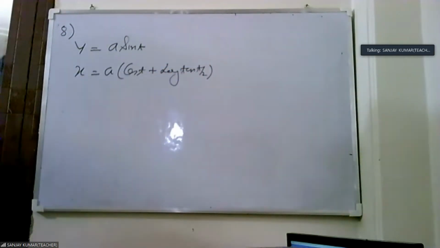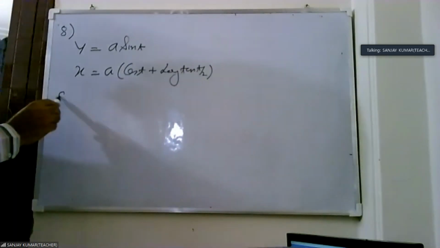Okay, this is y equal to a sin t and x equal to a cos t plus log tan t by 2. Look at this very carefully. The question is the same: find dy by dx. First we find dy by dt, then we find dx by dt, and then we divide both. This is a simple concept.